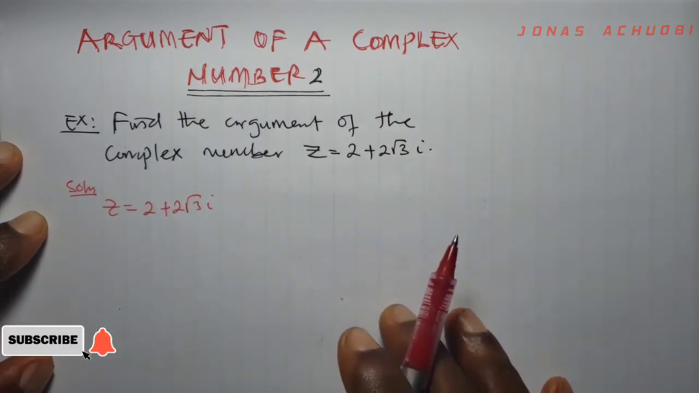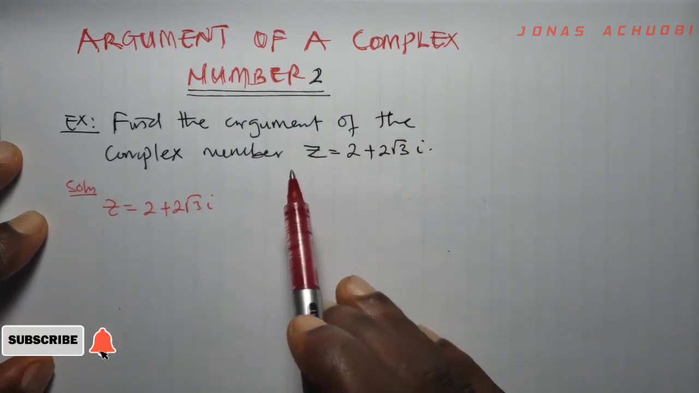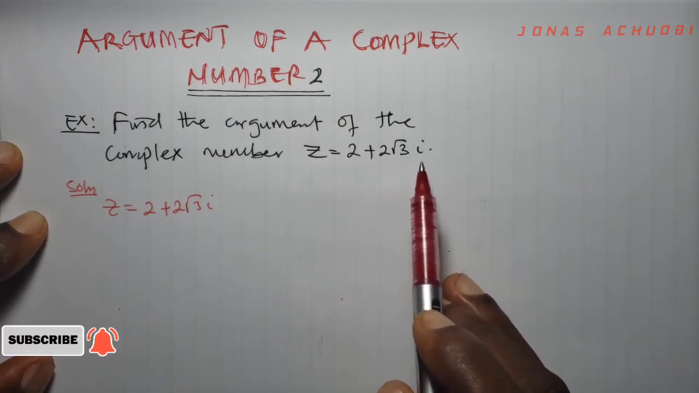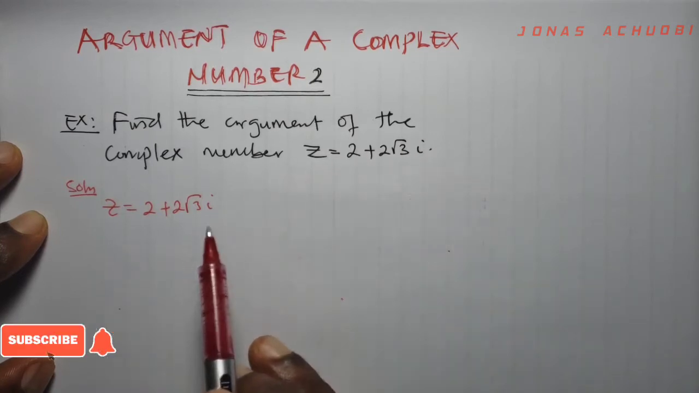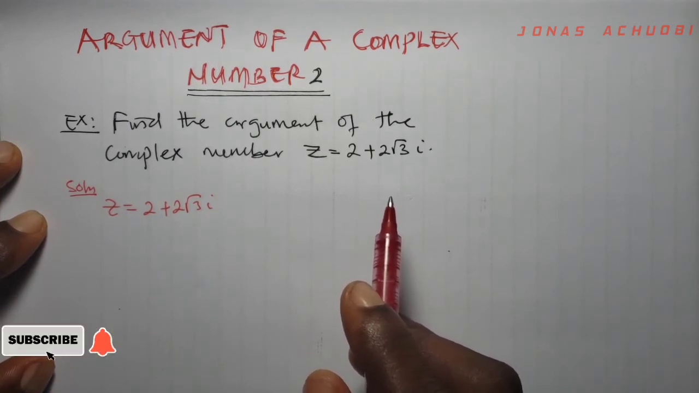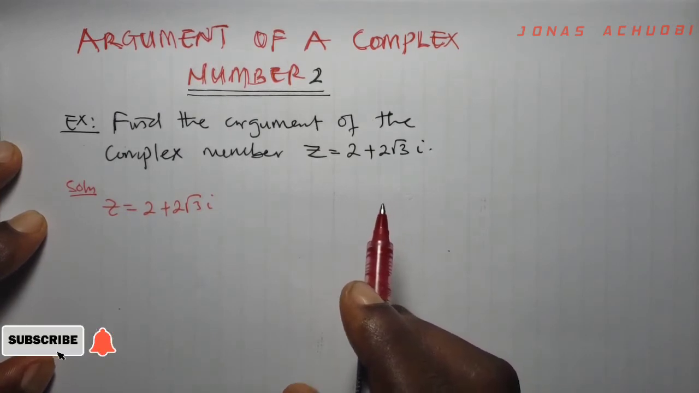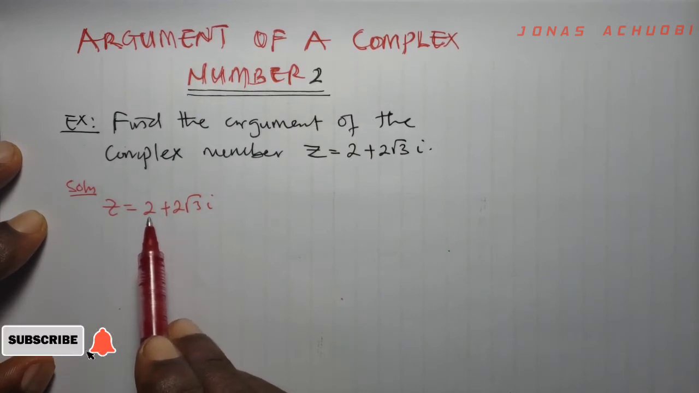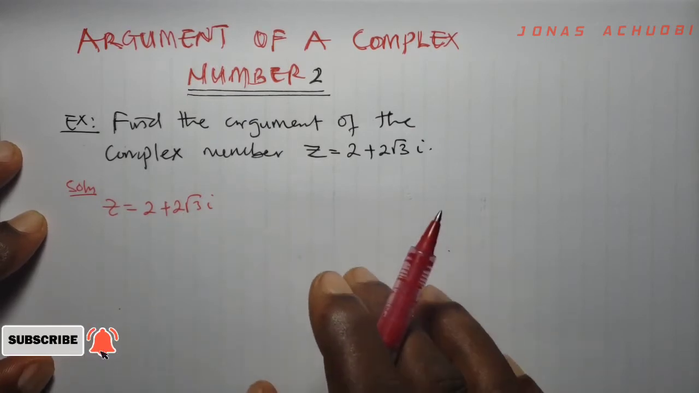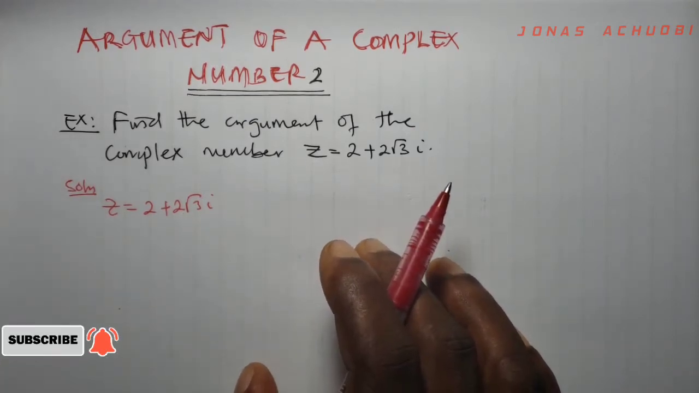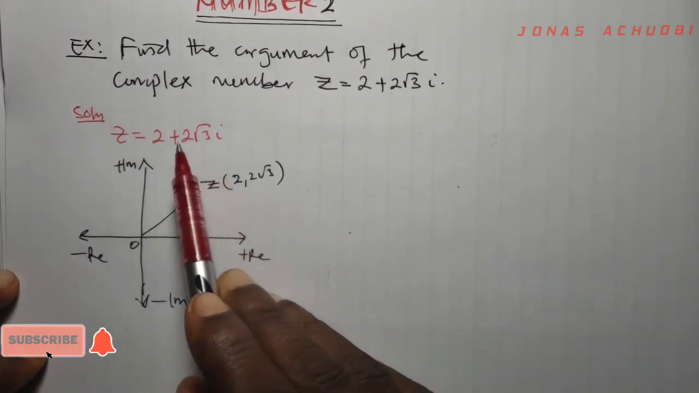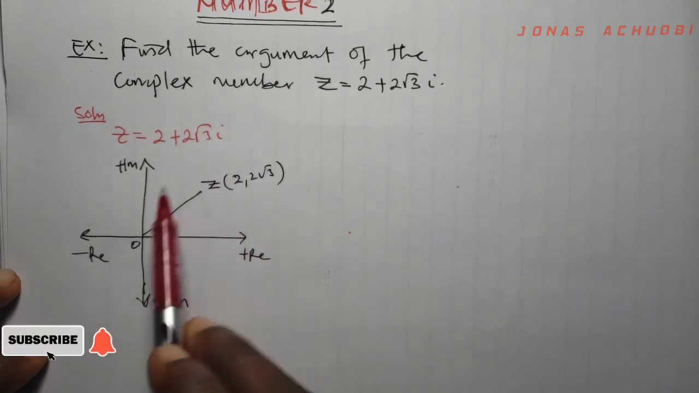Without wasting so much time, example. Find the argument of the complex number z equals 2 plus 2 root 3i. So we want to know what the argument of this complex number is. Like we explained in the first video, the first thing we ought to do is to locate in which quadrant this complex number falls. From this complex number, you see that the real part is positive and the imaginary part is also positive. Hence, this complex number must fall in the first quadrant. So let us sketch. So 2 plus 2 root 3i falls in the first quadrant of our complex plane.